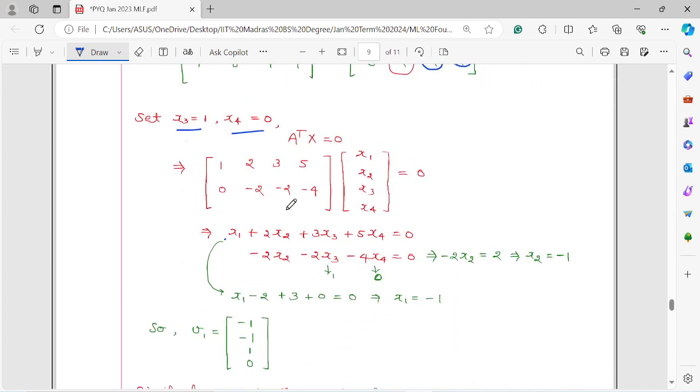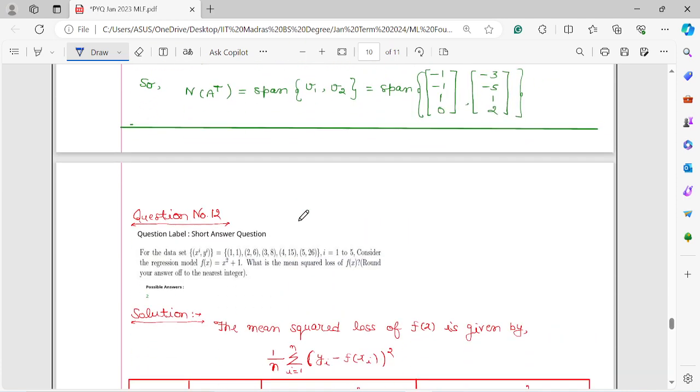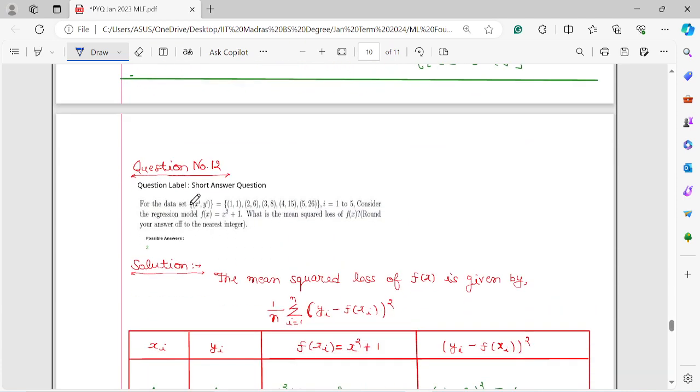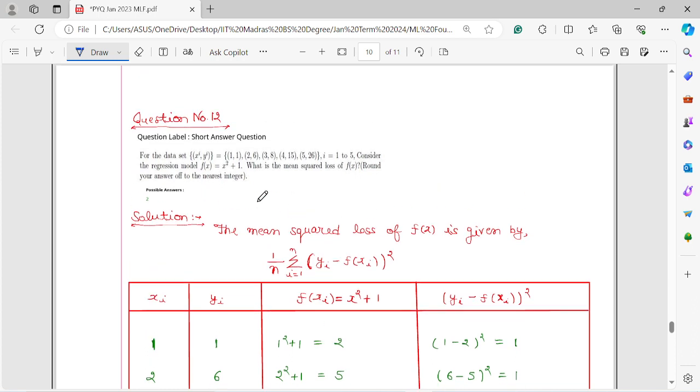So let us proceed with the next problem, problem number 12. Problem number 12 is very easy. For the data set, these are 5 data points, 1 to 5. Consider the regression model f(x) equal to x square plus 1. And what is the mean squared loss for this model?